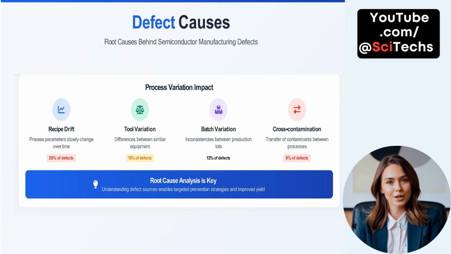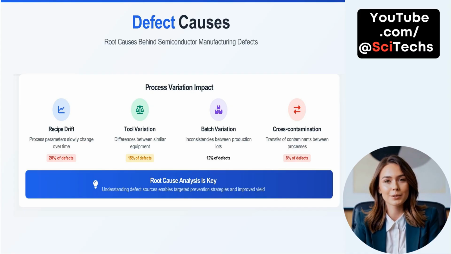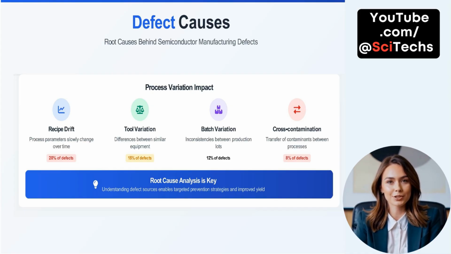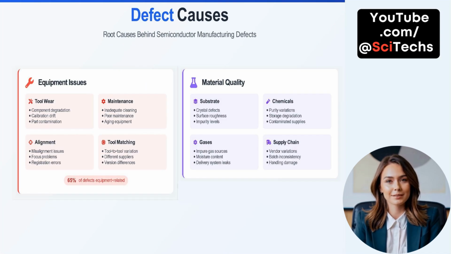This is why root cause analysis is vital. By understanding exactly where and how these variations occur, manufacturers can implement targeted corrective actions, prevent recurrence, and maintain high-performance standards across the fab. Defect causes.